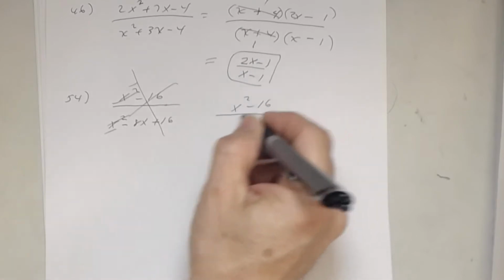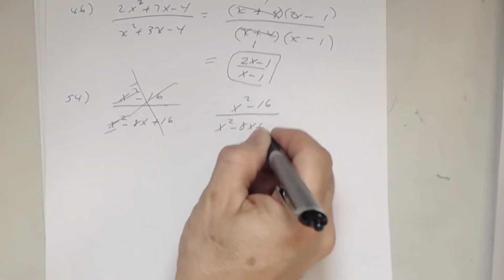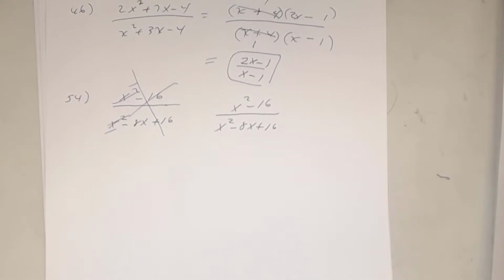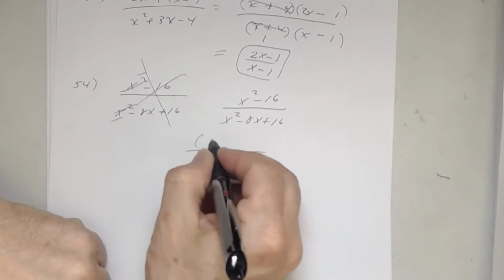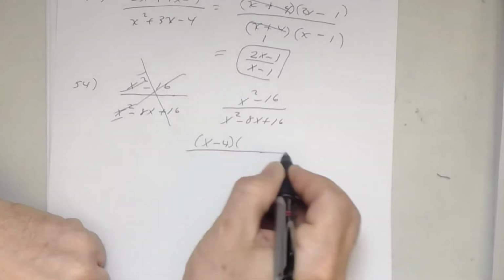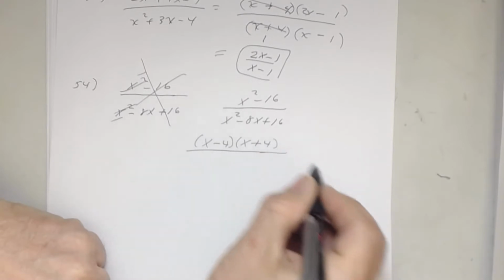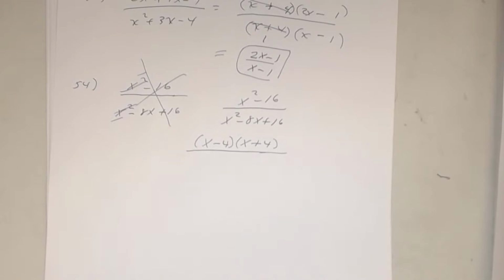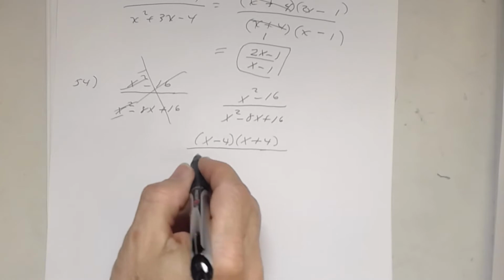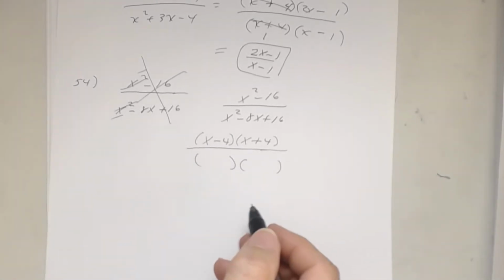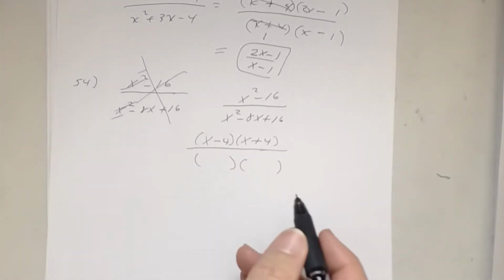So what's the first thing you've got to do, though? Factor by first finding the GCF, which is 1 in both cases. So what do you notice about the numerator? Difference of 2 squares. So I can factor the numerator as x minus 4 times x plus 4. All right, the denominator. Hopefully one of those factors shows up down there, because when we reduce, when we simplify, there's a common factor.